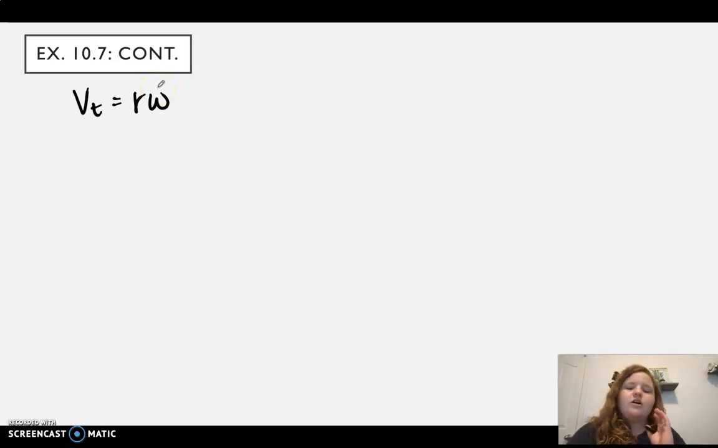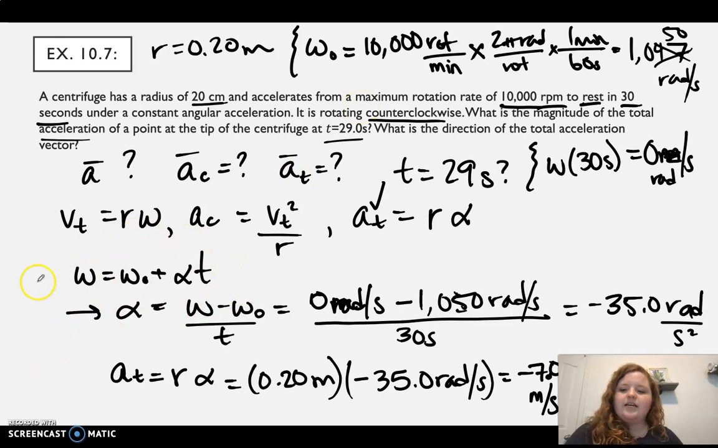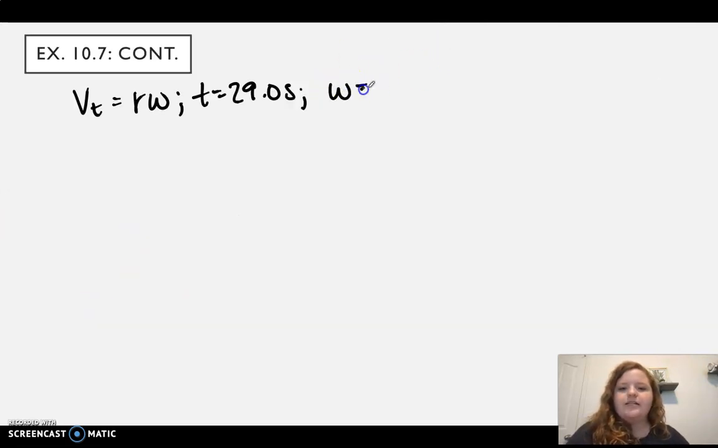Our rotational velocity at this point, or angular velocity, will be at time t equals 29 seconds. So we have to take that into account. Okay, so we have t equals 29 seconds now. So what we'll do is we'll use this equation again, because we do have alpha now, to solve for our omega at this point. So omega is going to be omega naught plus alpha t. Okay, so let's go ahead and do that.